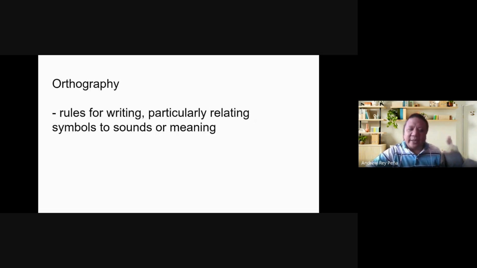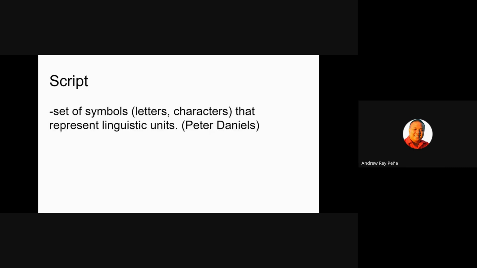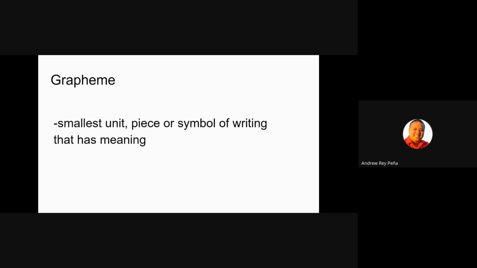Then we also have orthography. Orthography are the rules for writing, particularly relating symbols to sound or meaning. Okay? In simplest terms, this could be spelling, but it's actually more than spelling. So we have orthography, we have script, and we have grapheme.